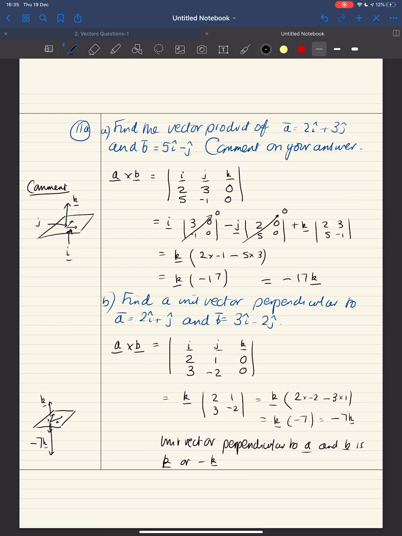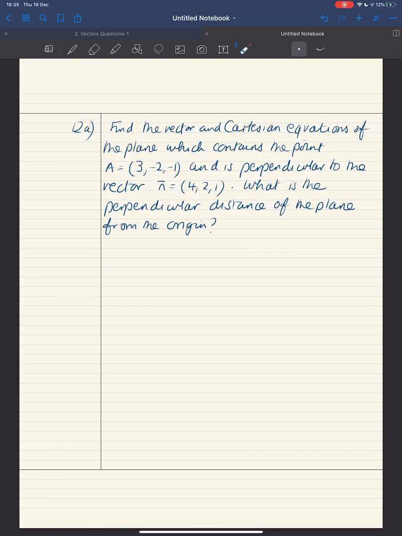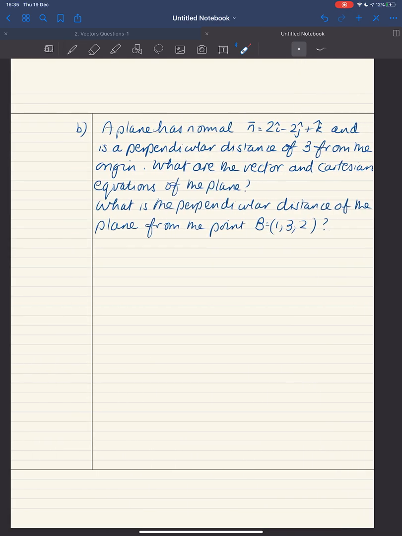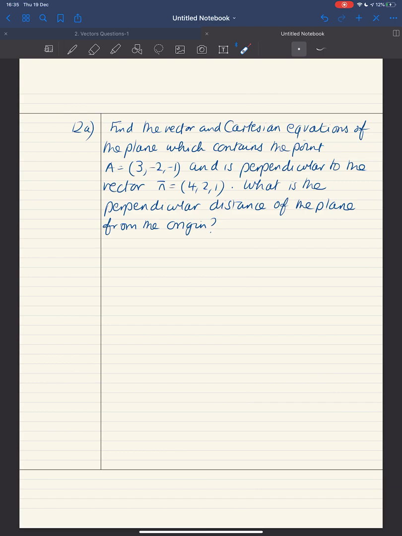Okay, now we didn't need to do this working out because we could see these are made up of just i's and j's, so the answer to the cross product is going to be a multiple of k, and then because it's a unit vector, it's just going to be 1k or minus 1k. Okay, and 12, A and B, and then we'll be done.